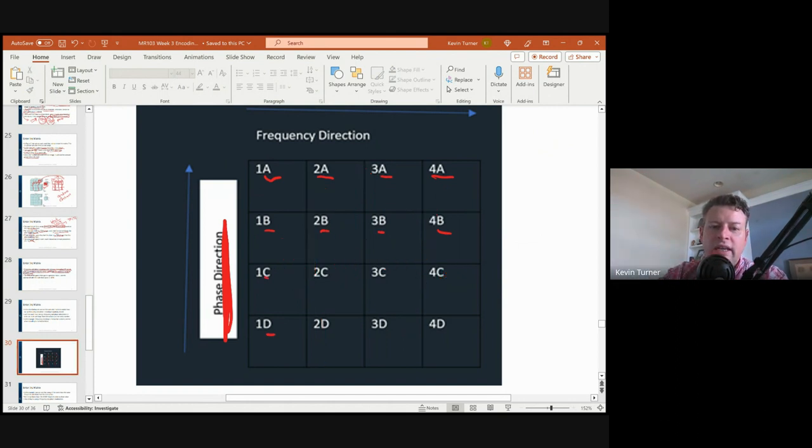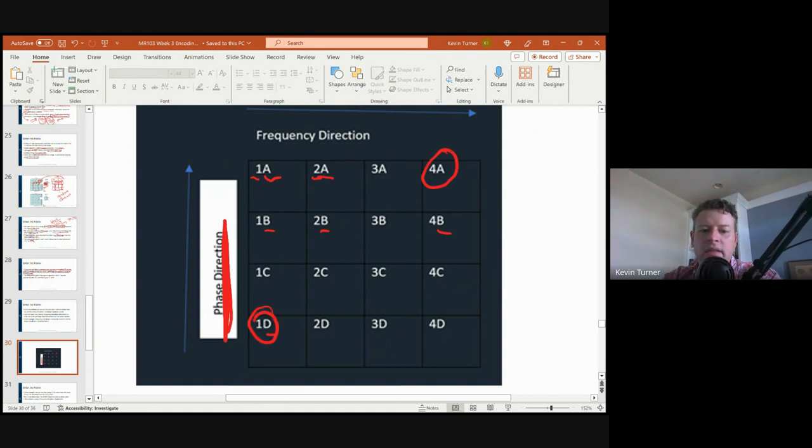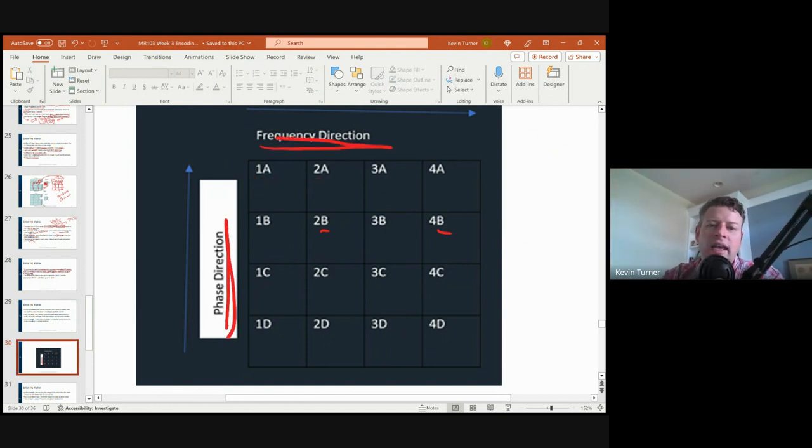And then the frequency direction tells us 1, 2, 3, or 4. No two of these boxes have both the same letter and number. Each one has a unique combination, right? There's only one 3C. There's many 3s, there's many Cs, but only one box has 3C in it. Only one box has 4A. So while we're scanning the patient, the phase encoding gradient and the frequency encoding gradient alter phase and frequency, which then tells us where all the pixels are coming from.